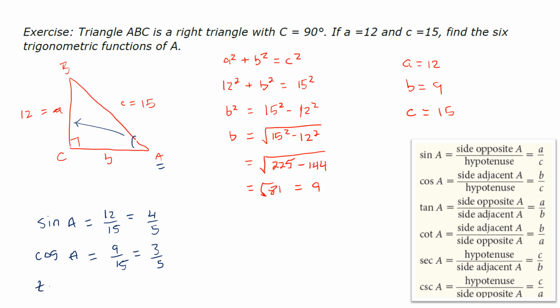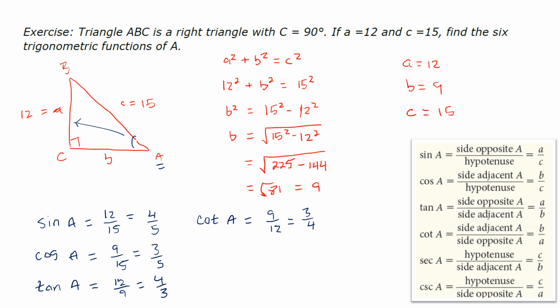The tan of A is the side opposite A, which is lowercase a, which is 12, over the side adjacent A, which is B, which is 9, and that simplifies to 4 over 3. Then we have the cotangent of A. So that's the side adjacent A, which is 9, over the side opposite A, which is 12, and that's 3 over 4.